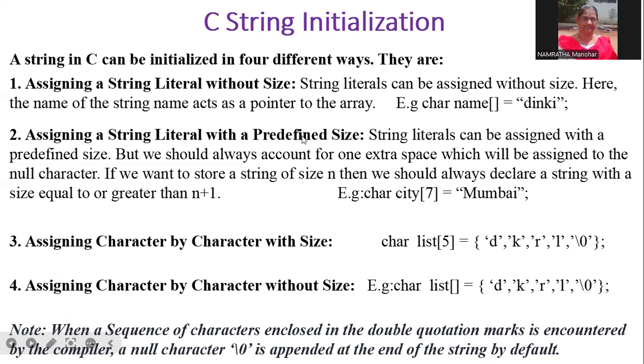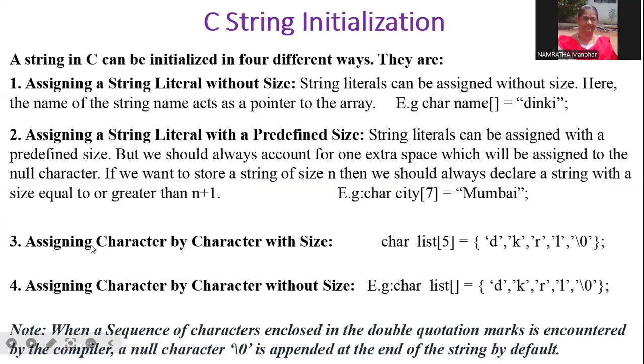Second, assigning a string literal with a predefined size. That is, you give a size already here, 3, 4, 5, 6, plus one null character, that is 7. String literals can be assigned with a predefined size, but we should always account for one extra space which will be assigned to the null character. So if you want to store a string of size n, then we should always declare a string with a size equal to or greater than n plus 1. So char city[7] = "Mumbai" within double quotes. This is another way of declaration.